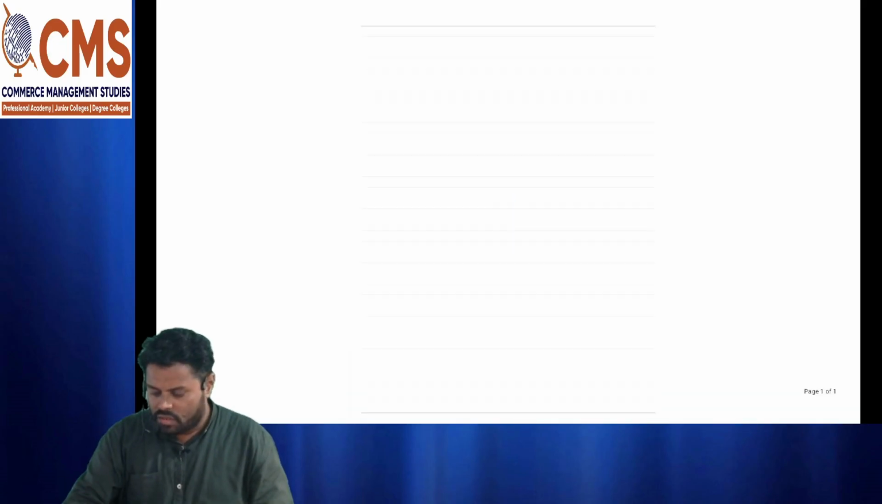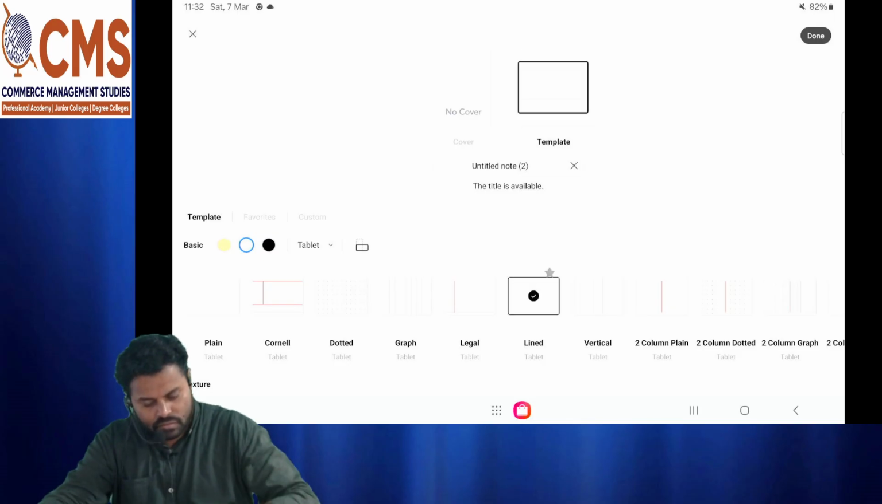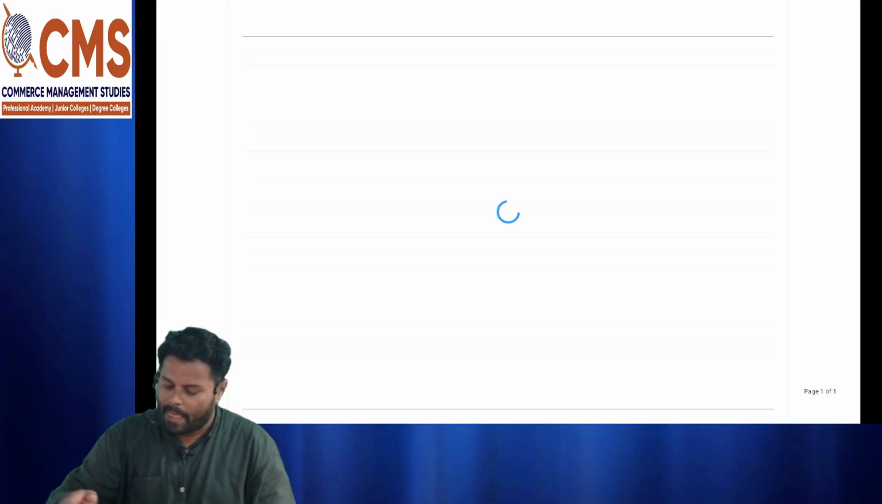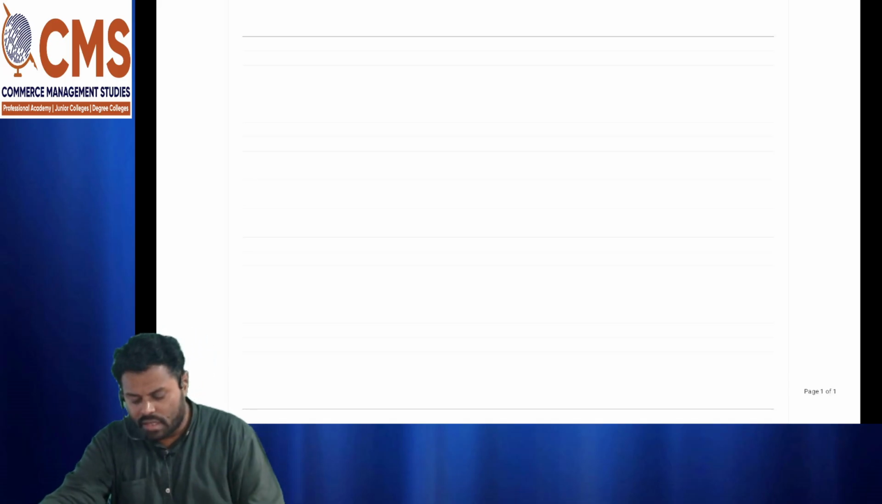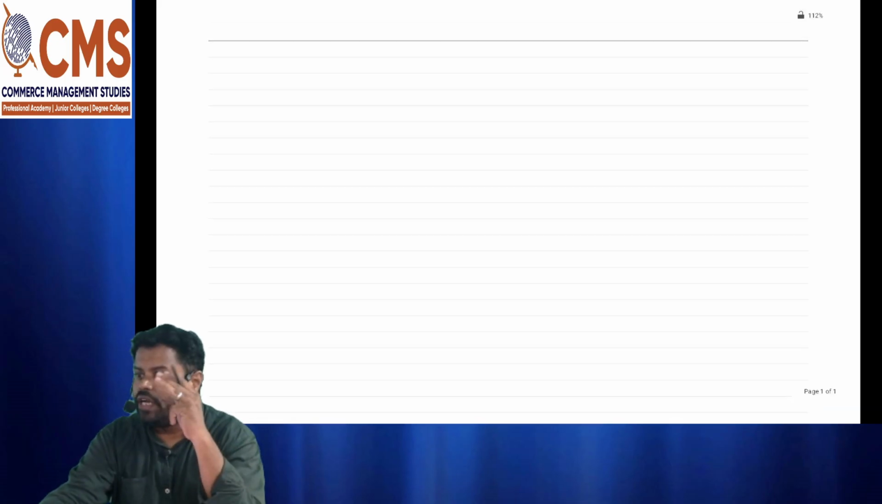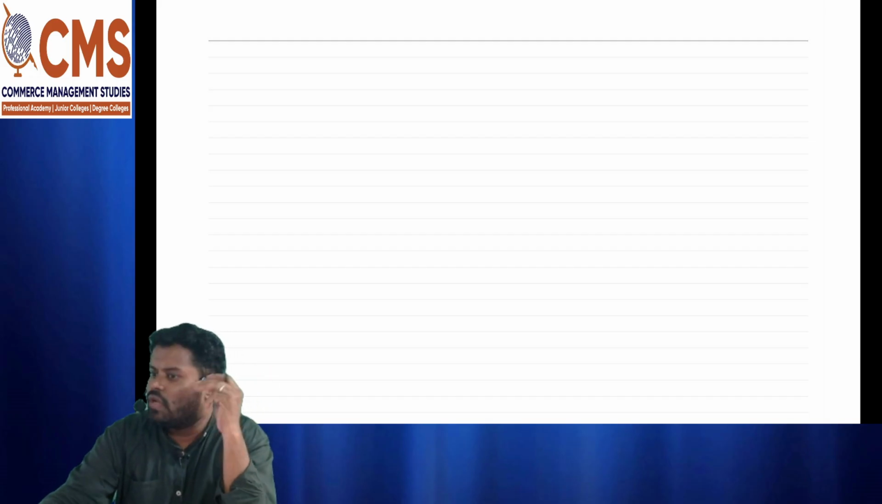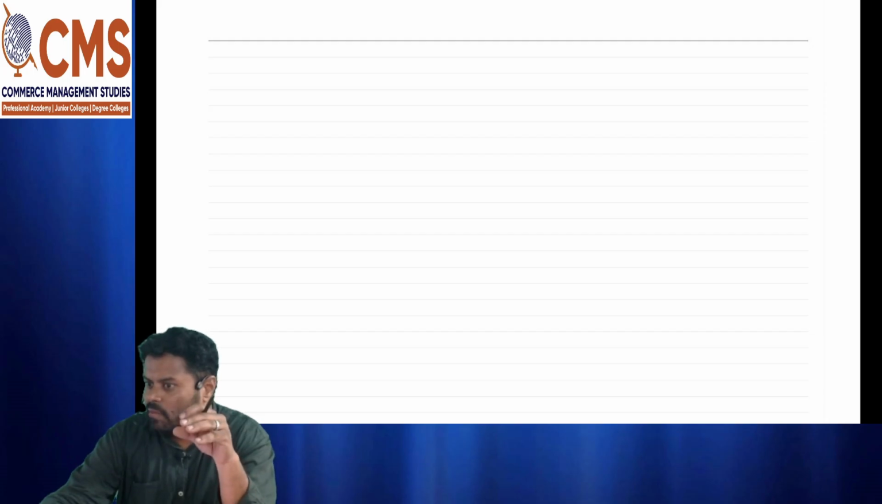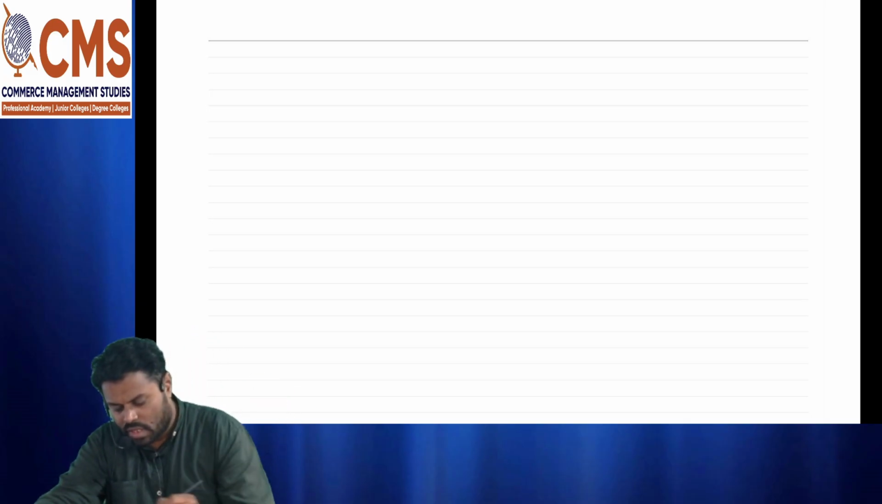What are the stages in which this rectification of errors exercise is carried out? How many stages is it done in? Did you get the question? Rectification of errors is done in 3 different stages. What is the first stage? What is the second stage? And what is the third stage? First one is before trial balance. Second one is after trial balance. Third one is after final accounts. Right, perfect. That's what we are writing here.